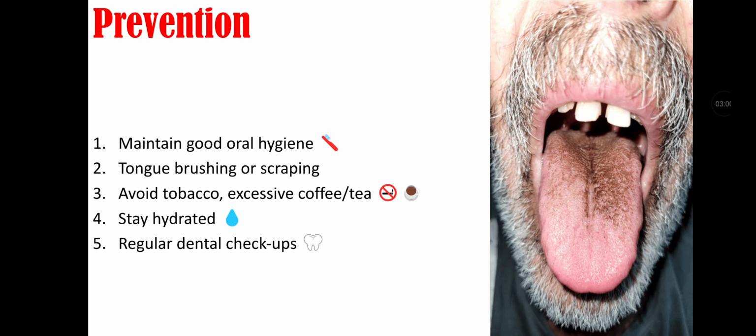Prevention of black hairy tongue is done by maintaining good oral hygiene, by tongue brushing or scraping, to avoid tobacco and excessive coffee or tea, to stay hydrated, and by regular dental checkups.